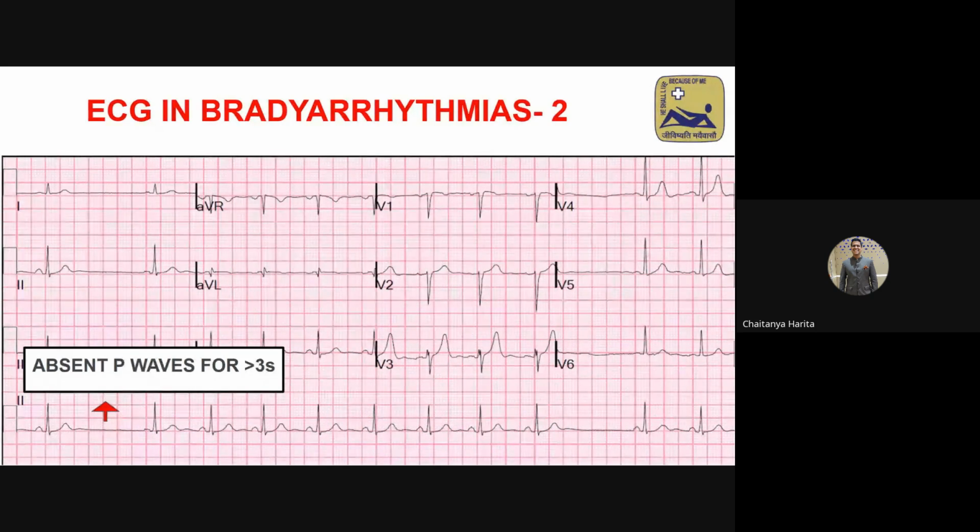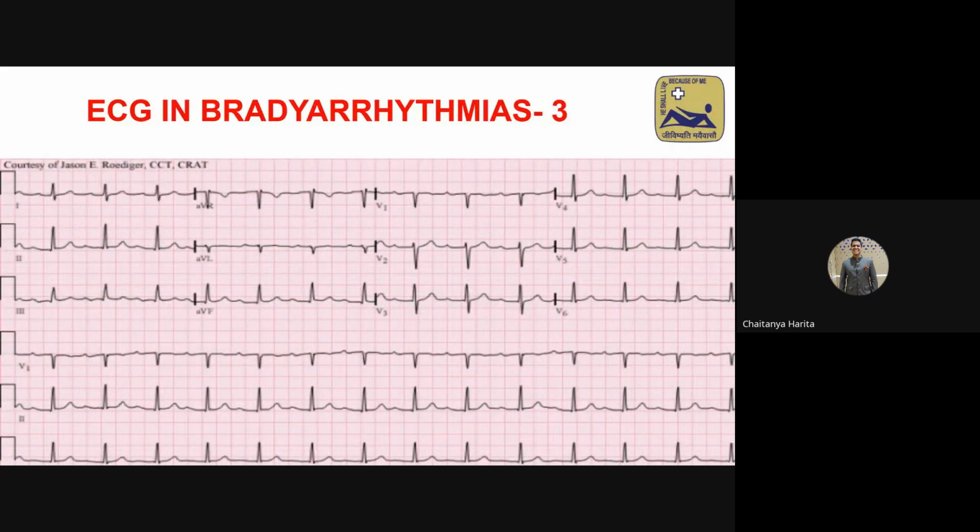I'm not sure how many of you have encountered this, but here the RR intervals are varying and there's an absent P wave for 3 seconds. This is called sinus nodal arrest. If the P waves are absent for less than 3 seconds, it's called a sinoatrial exit block. Forget about it. Just remember sinus node arrest. No P waves for 3 seconds. Everything else looks normal.